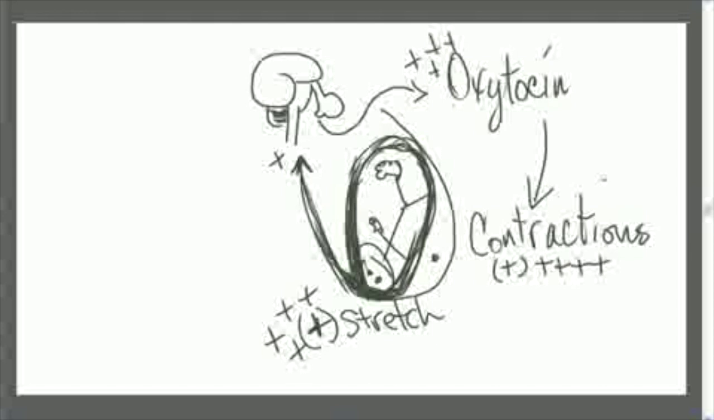That's how it works. That's what kind of feedback, y'all? That's easy to remember, right? Oxytocin is a positive feedback chemical. Now, here's the cool thing. How long does it continue? As long as the stimulus is there. The stimulus is the stretching.